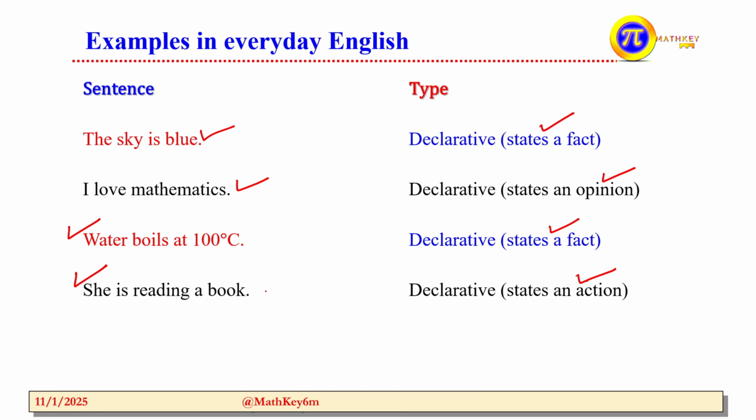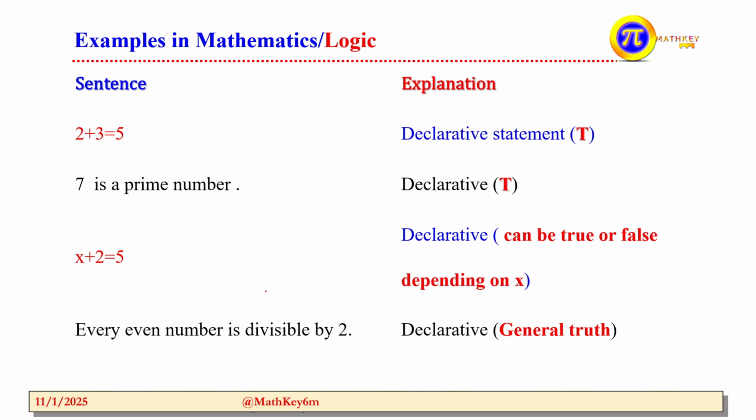Let us come to examples in mathematics or logic. If we consider the first one, it says 2 plus 3 is equal to 5. Yes, it is true. It is a declarative statement or sentence and it is true. A true statement. 7 is a prime number.